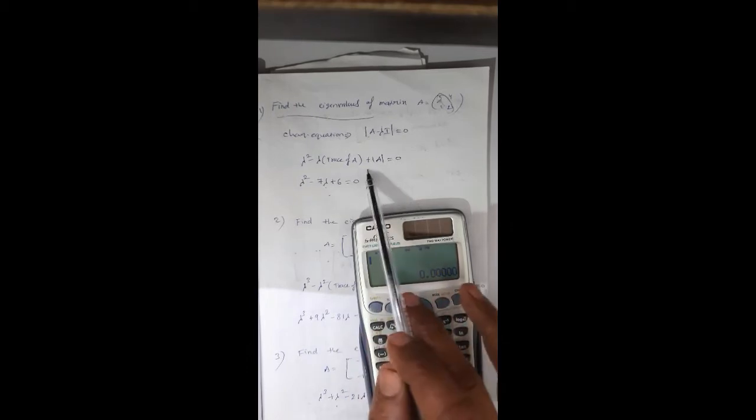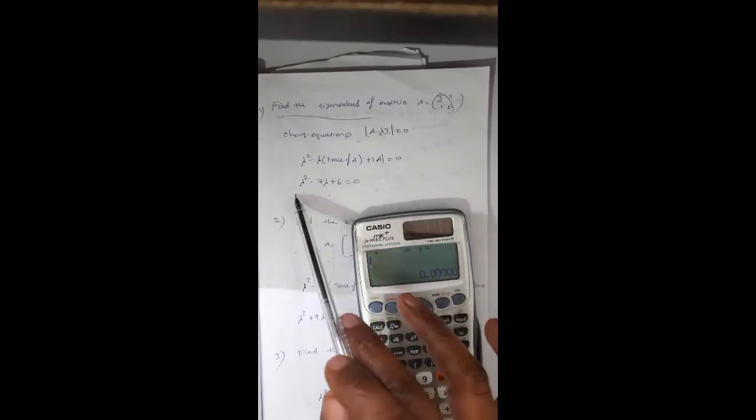We know the characteristic equation, determinant of A minus lambda equal to 0. Another shortcut we know: lambda square minus lambda into trace of A plus determinant of A equal to 0. So lambda square, what is the trace? 5 plus 2, sum of the diagonal elements, that is 7. Determinant, what is the determinant? AD minus BC. Here 10 minus 4, that is 6 I got.